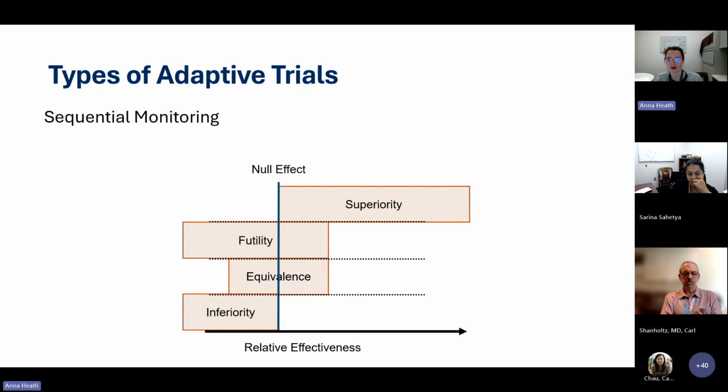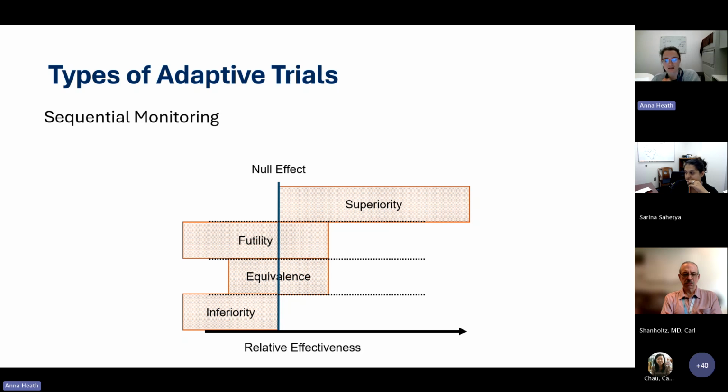So you might be looking for inferiority of an intervention if you have multiple interventions in your platform. So maybe you're comparing 5 different interventions. You might look for inferiority of that intervention compared to all the others. And then that would allow you to reduce the number of arms in your trial to say 4 or 3 if there are more inferior interventions.